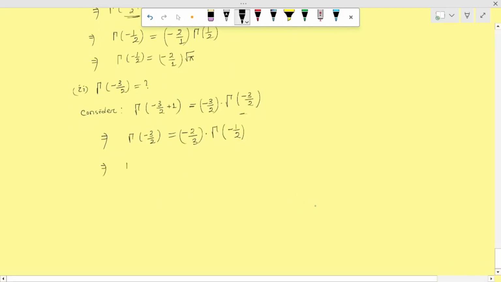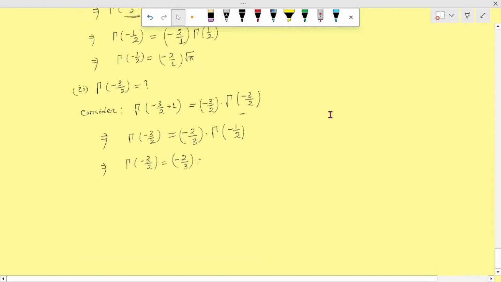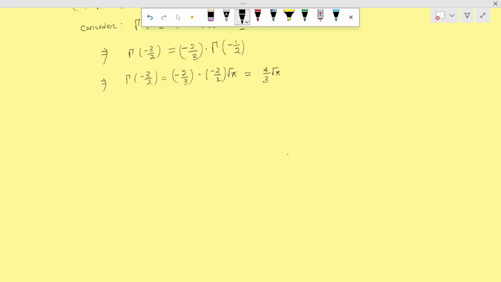So gamma minus 3 by 2 will be written as minus 2 by 3 into gamma minus 1 by 2. Already we have evaluated this, minus 2 by 1 into root pi. I can put the value directly, no need to do it once again. That is minus 2 by 1 root pi, so we can write this value as 4 by 3 root pi. This is the value of gamma minus 3 by 2. Now we are going to consider gamma minus 5 by 2. Third one, we have to find out how much gamma minus 5 by 2 will be.